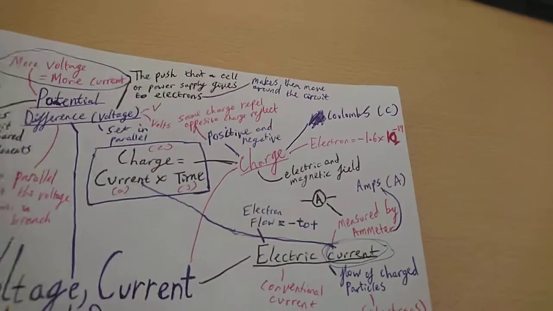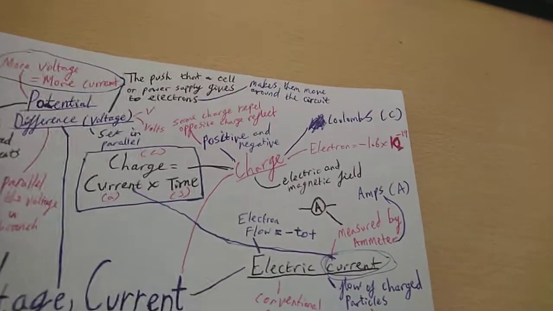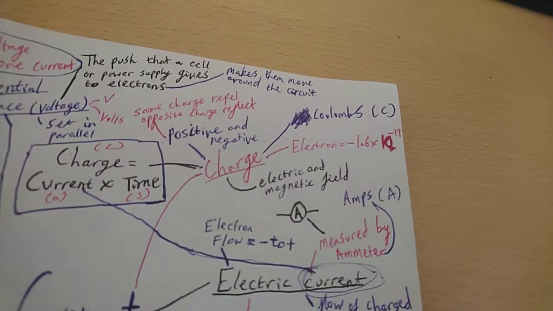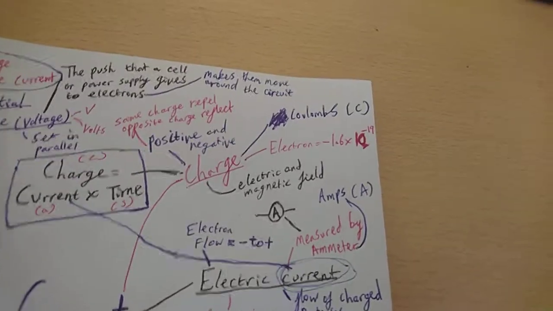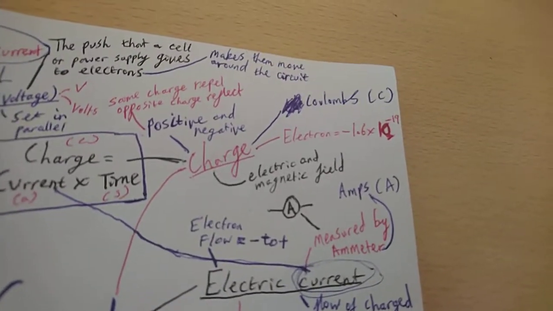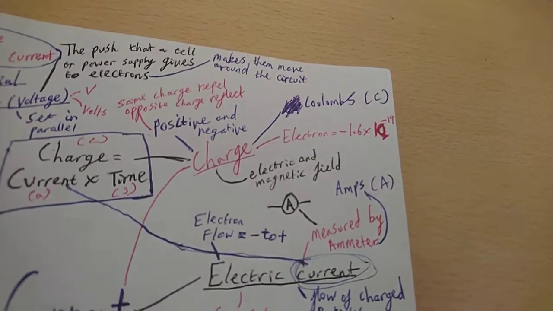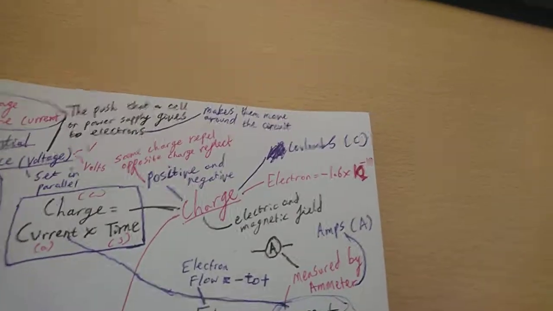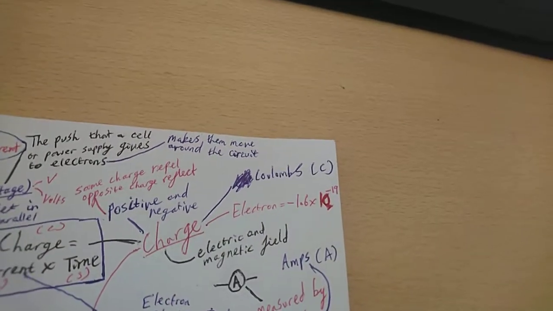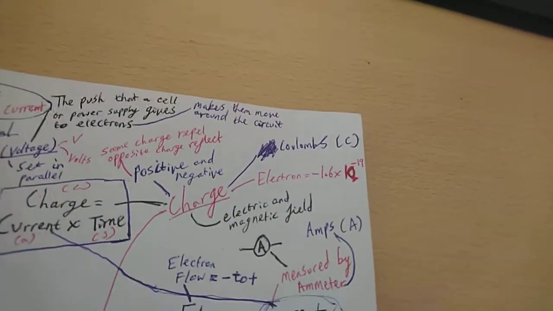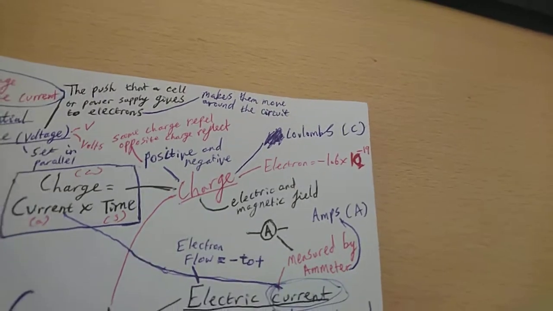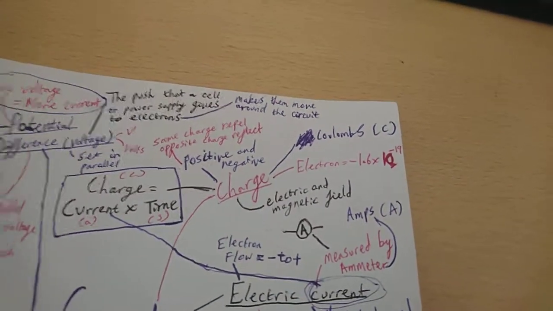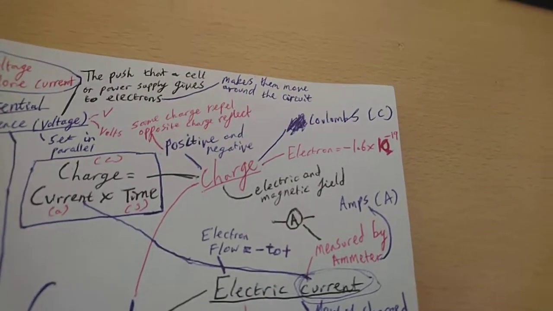How much will I charge for this video? Not much, so let's charge ahead to charge. Charge is measured in coulombs, which is C. An example of charge is the charge of an electron, which is minus 1.6 times 10 to the power of minus 19. So charge is basically the strength of an electric or magnetic field. Charge can be positive or negative. The same charge repels, and the opposite charge attracts. That's probably what I meant to put.